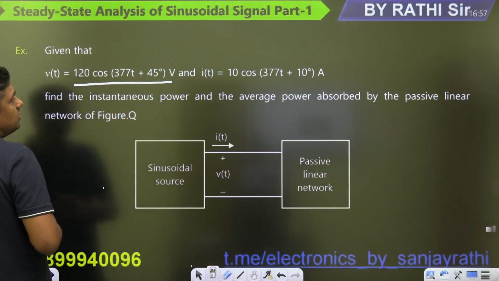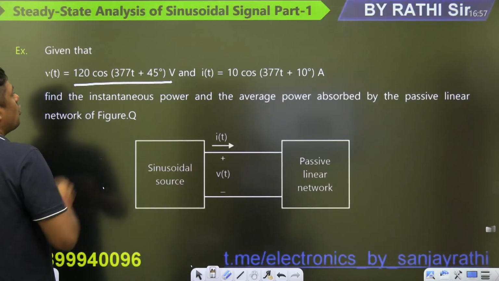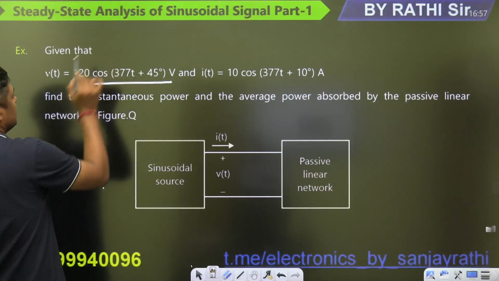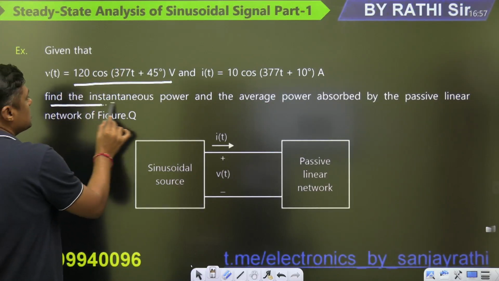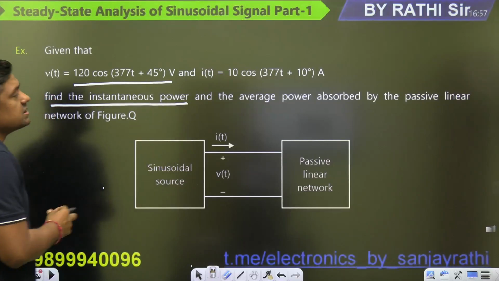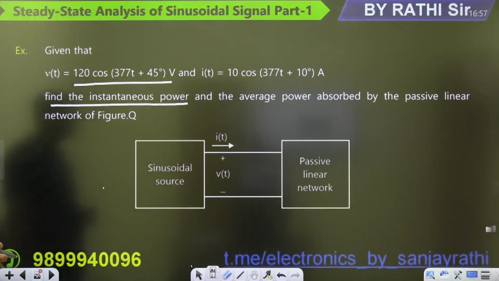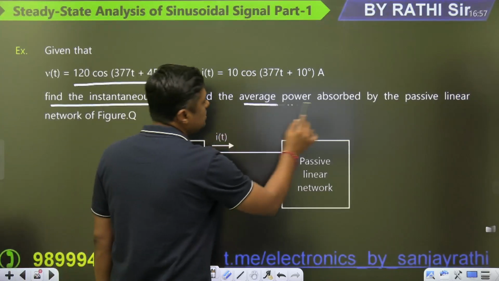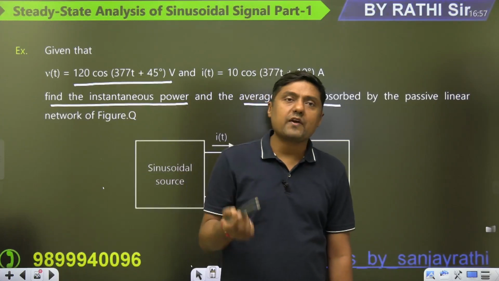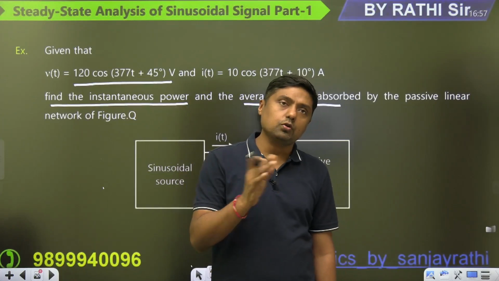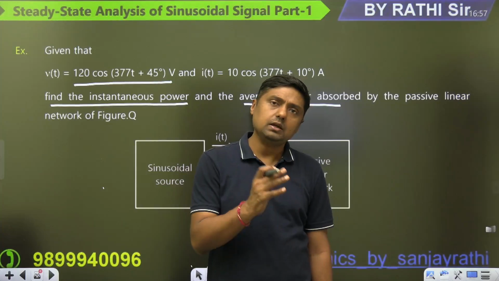And i(t) is equal to 10 cos of 377t, that is the omega. Omega is 377 here. It is given, find the instantaneous power. Watch this. What is the word here? Instantaneous power and the average power absorbed by the passive linear network of the figure. Average power is required as well as instantaneous power. Average power is also known as effective power or real power. Now we are going to find both average power and instantaneous power.